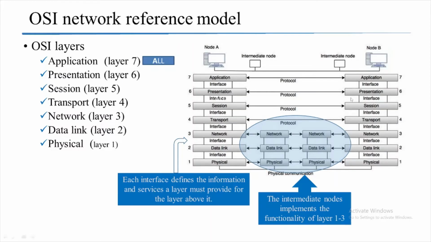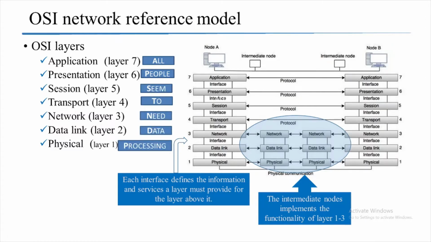Now I'm going to tell you an acrostic aid to memory, or mnemonic, to remember the exact order of the OSI layers. Starting from the uppermost layer, the application layer, we have: all people seem to need data processing. With this sentence, you can remember the order of the OSI reference model starting from layer 7. A is for application, P is for presentation, S is for session, T for transport, N for network, D for data link, P for physical. So all people seem to need data processing.